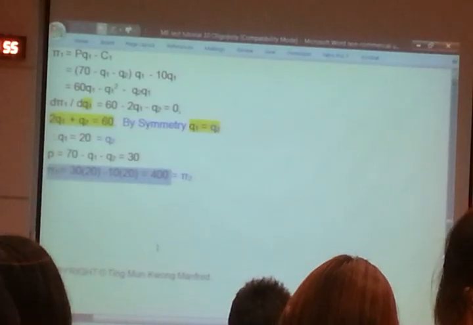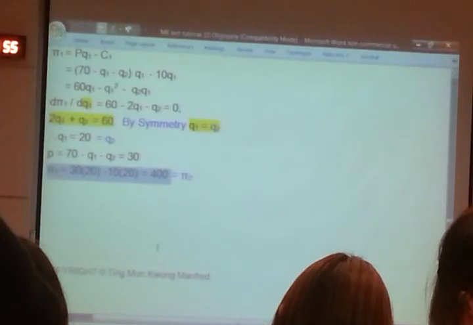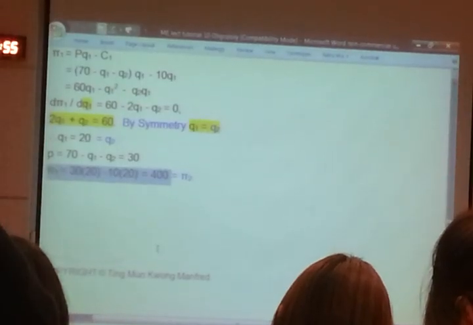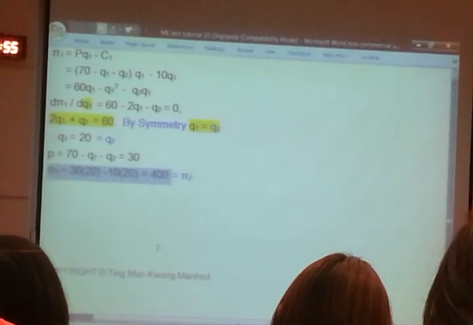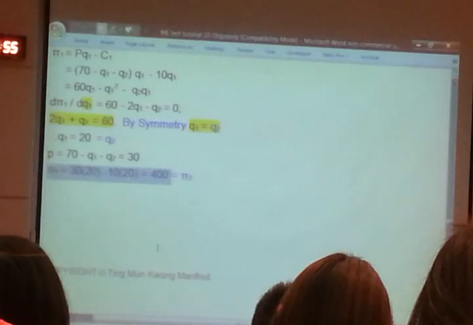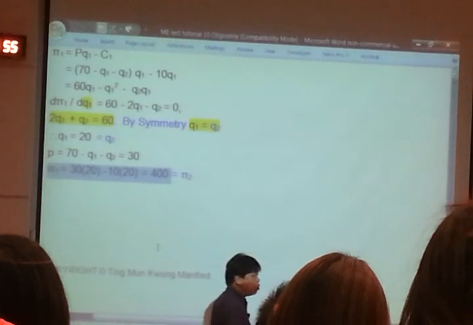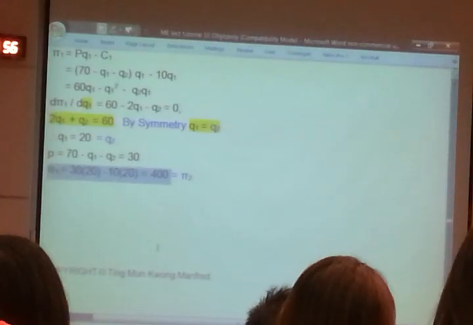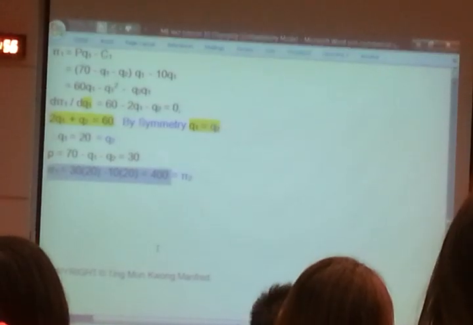And why? Because if every firm has the same price, their cost is the same, and they produce the same quantity, could their profit be different? Possible? You understand? Everyone sells at the same price, everyone sells the same quantity, everyone has the same cost. How can their profit be different?